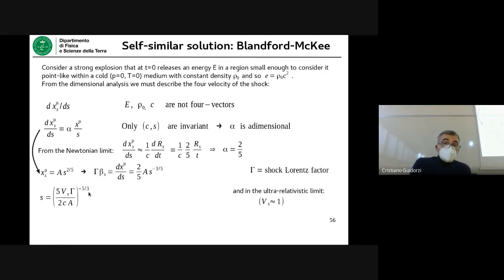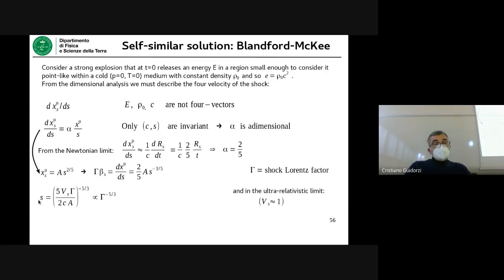Now, let's exploit the fact that we are interested in the case of an ultra-relativistic shock. So essentially, the shock velocity is essentially 1. It means that all these quantities within brackets are constant. The only varying quantity is the Lorentz factor of the shock, which will be varying, of course.